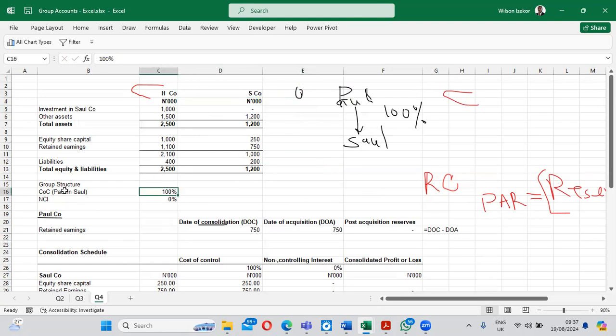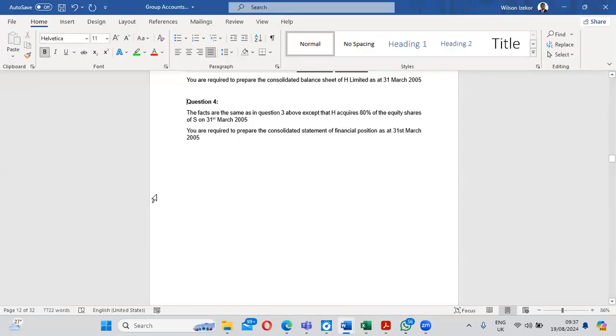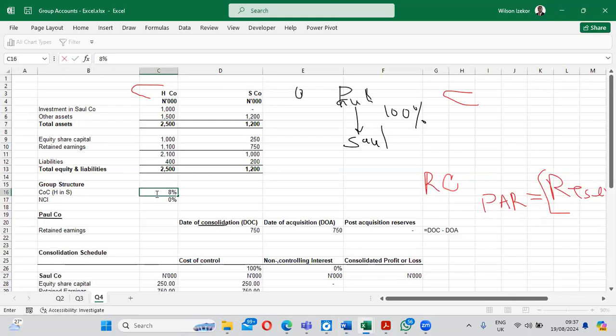Okay. So what do we do here? So this is H, the cost of control, which is the good structure, the cost of control of H in S. Look at the question. We've been told that it is 80%. So if it is 80%, automatically you can see that our non-controlling interest will be 20%. That's 100% minus 80%.